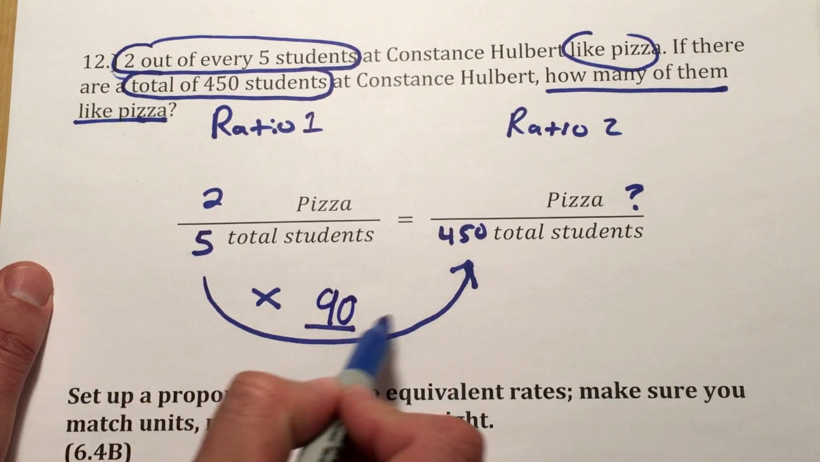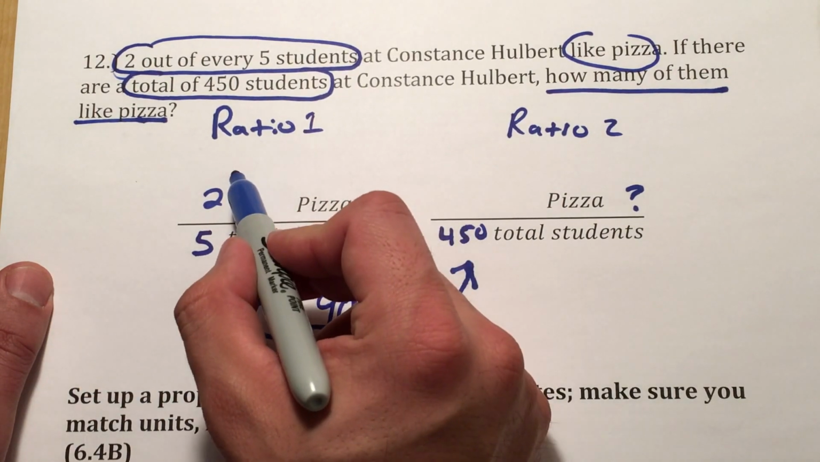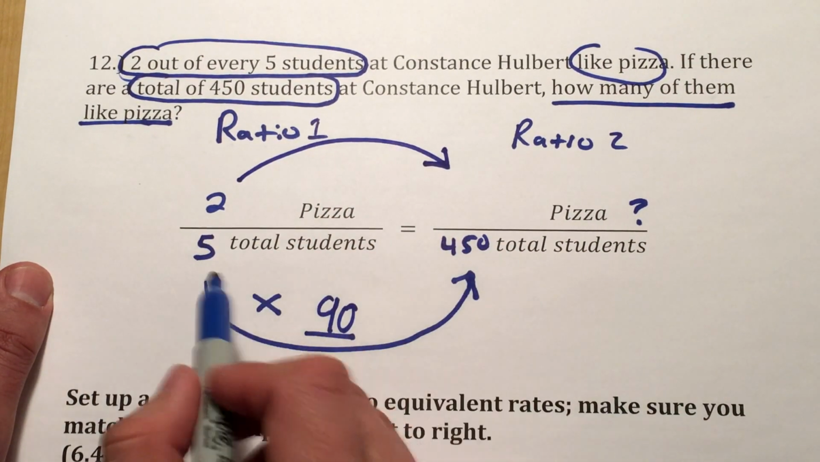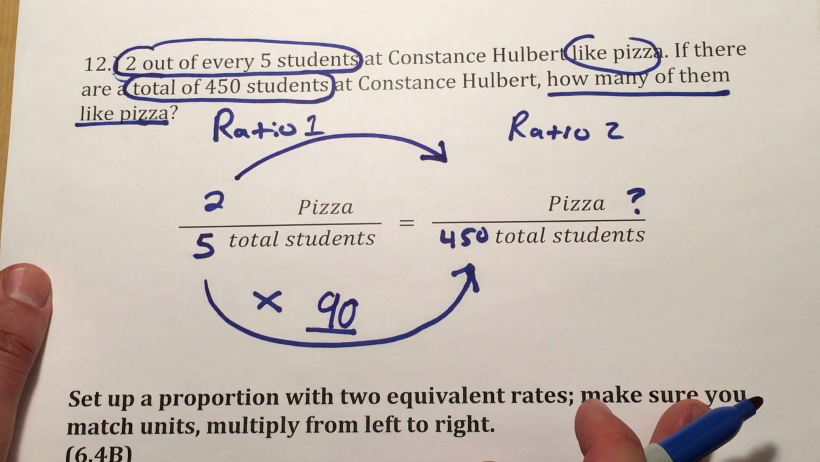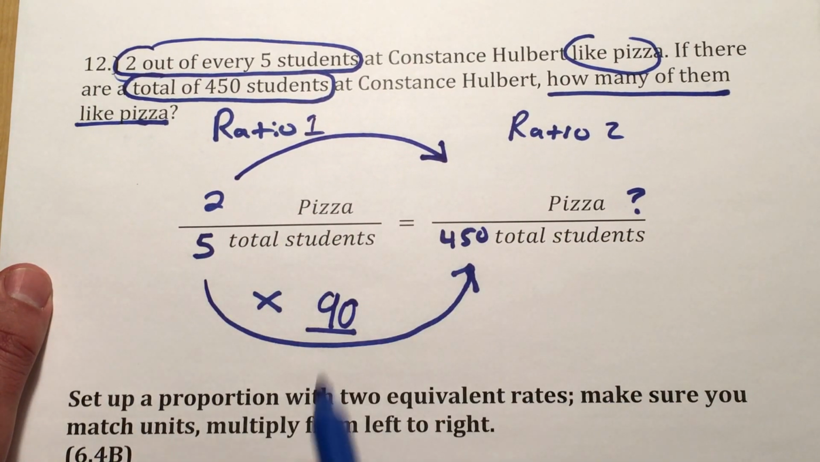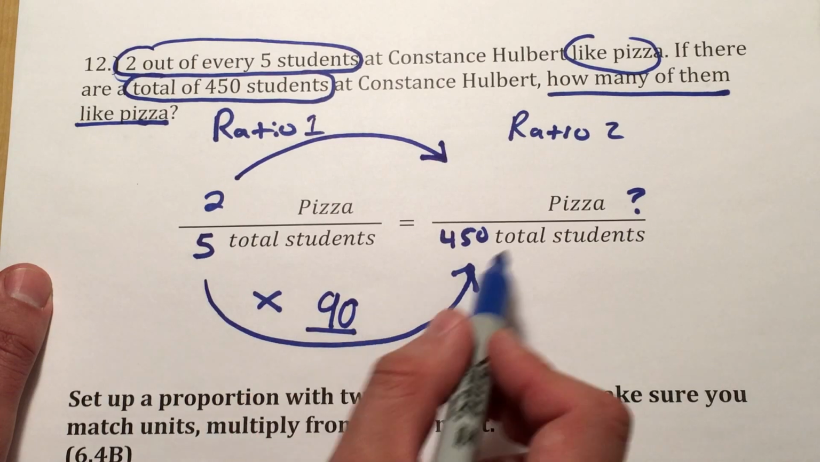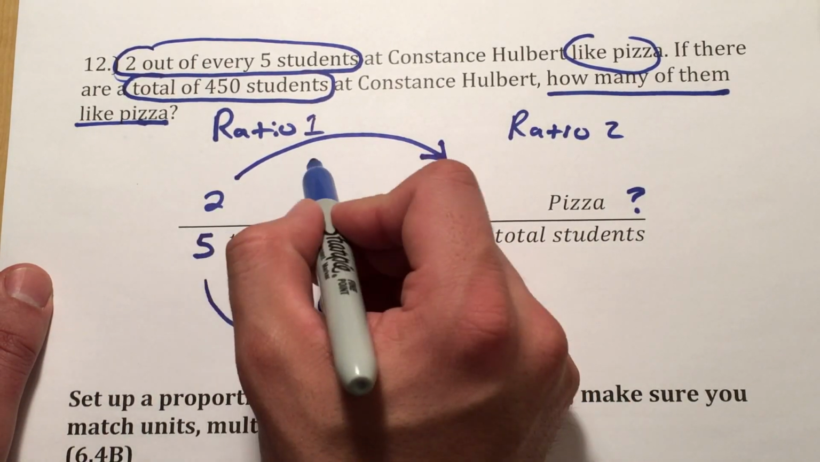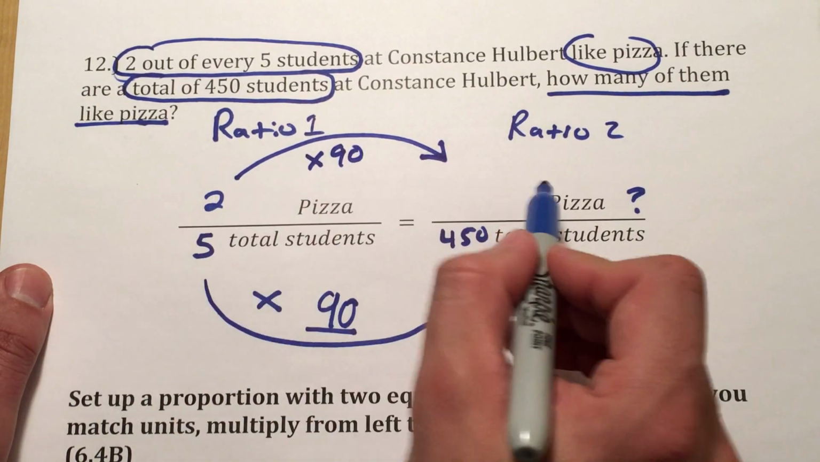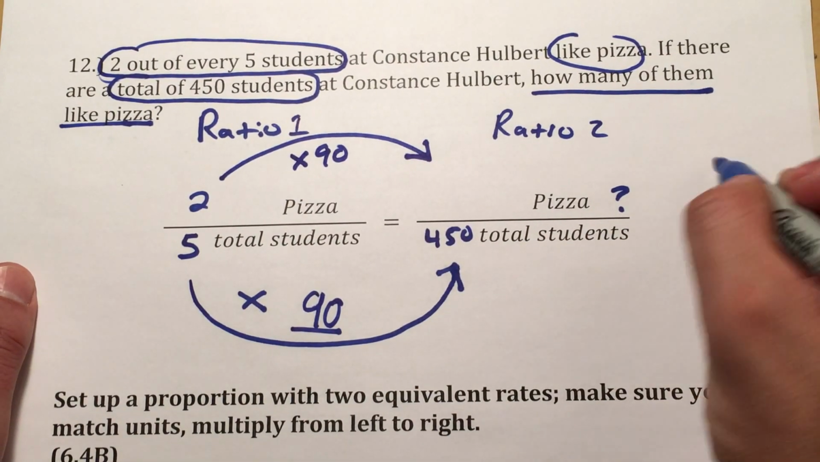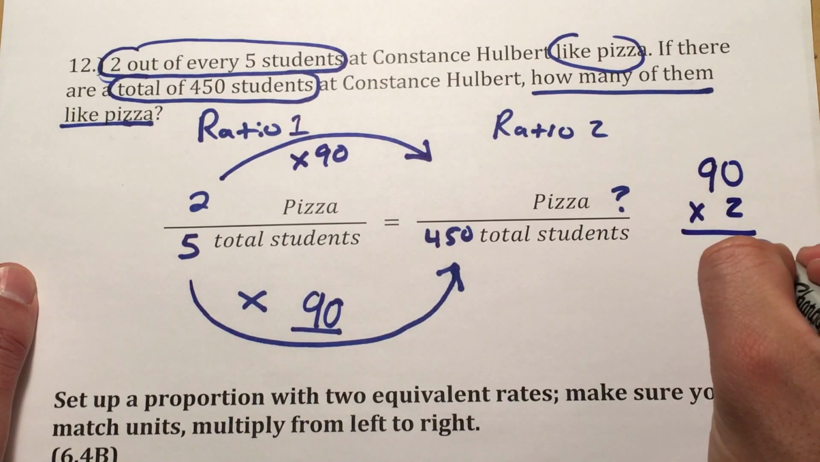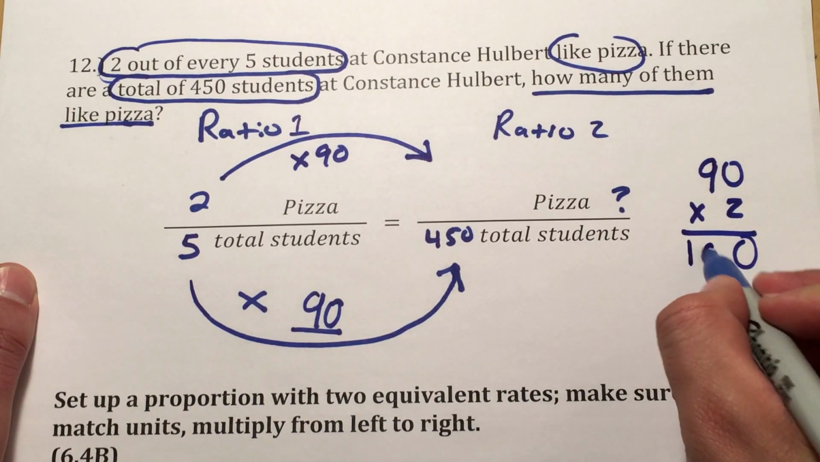Now, whatever you multiply the bottom by, you're going to multiply the top by that same number, because this is a proportion. They're two equivalent ratios, or you could think of it as two equivalent fractions. So 5 times 90 gives us 450. So we're going to do the same thing here in the top. We're going to multiply 2 times 90, and that will give us our answer. So let's do that here on the side. 90 times 2. 2 times 0 is 0. And 2 times 9 is 18.